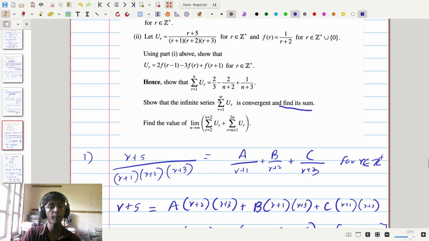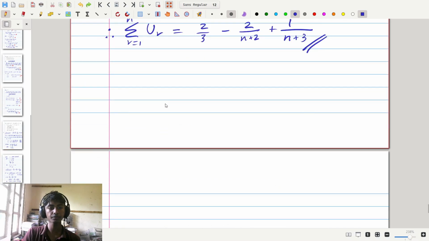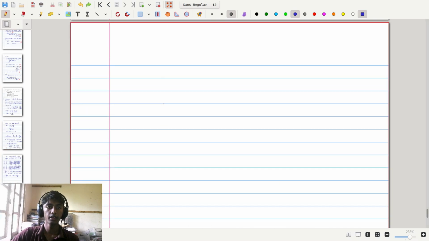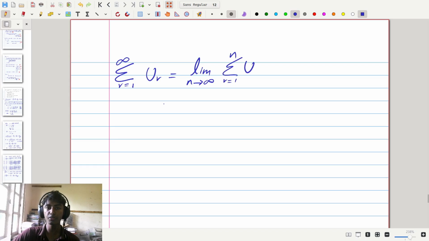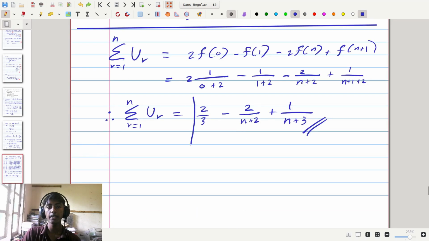Now, we can do that by simply realizing that the sum to infinity is simply the limit of the sum up to n as n approaches infinity. So therefore, going down, we can say first sigma r equals 1 up to infinity of u of r equals the limit as n approaches infinity of the sum from r equals 1 up to n of u of r, and then we can apply the limit to the actual expression of the sum from r equals 1 up to n of u of r. So that expression is this value right here.